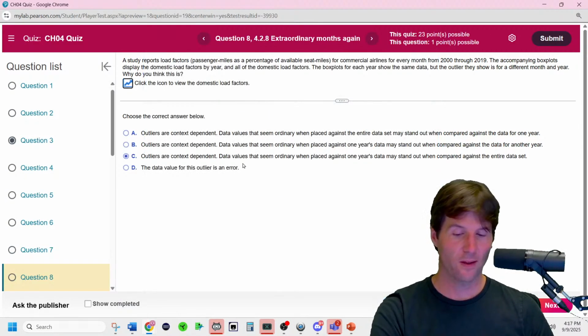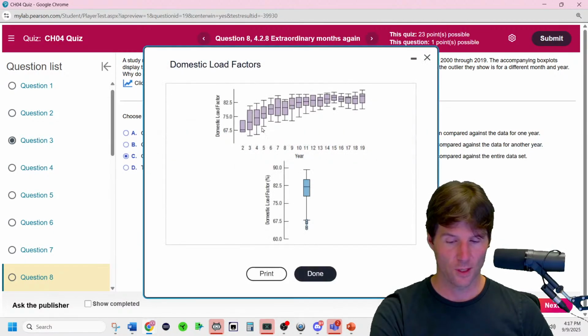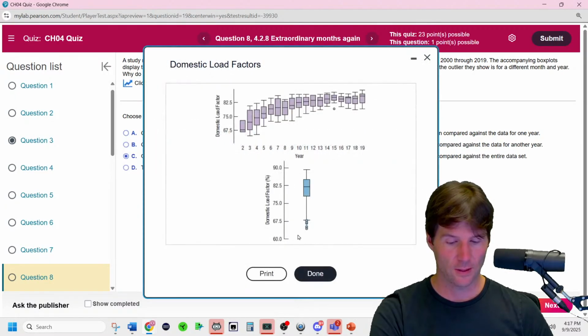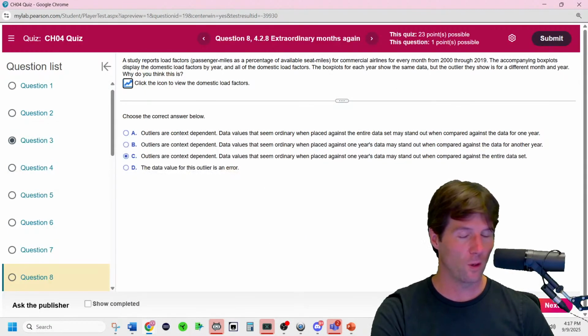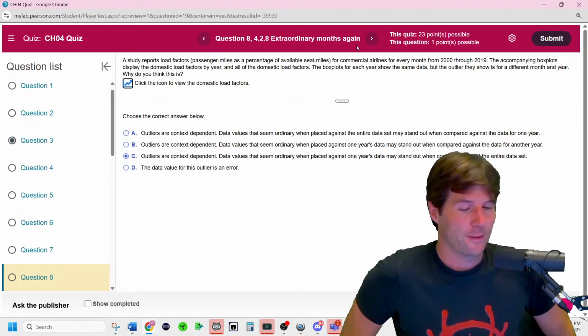So for the massive amount of outliers, data values that seem ordinary when placed against one year's data, because you notice how these points right here seem ordinary up here, may stand out when compared against the entire data set, which they do. Those points stand out in the entire data set, but up here, they're ordinary. So I should remember that next time. When we're talking about all the outliers, it should say, explain what's going on with all those outliers at the bottom of the graphic. It doesn't say that, does it?